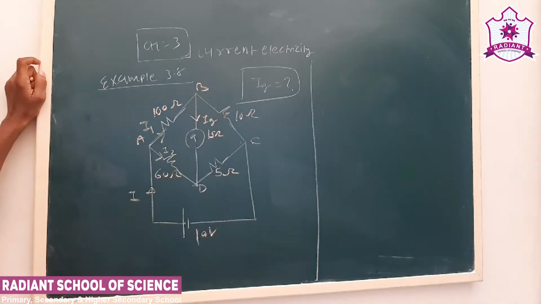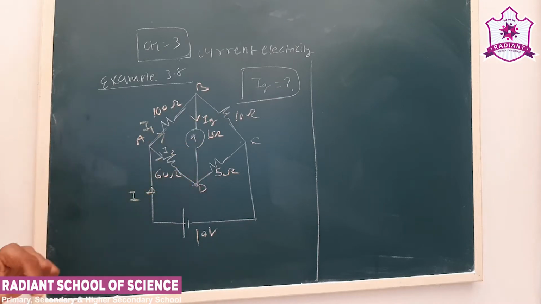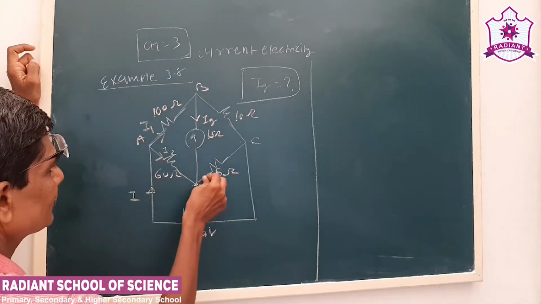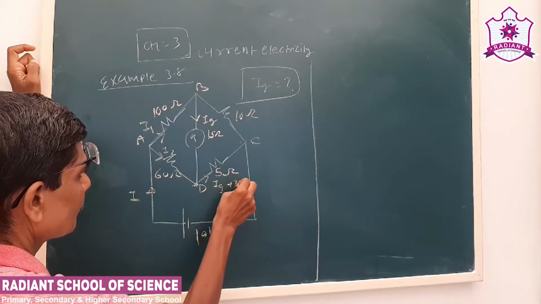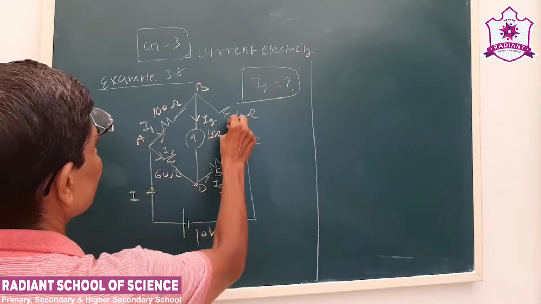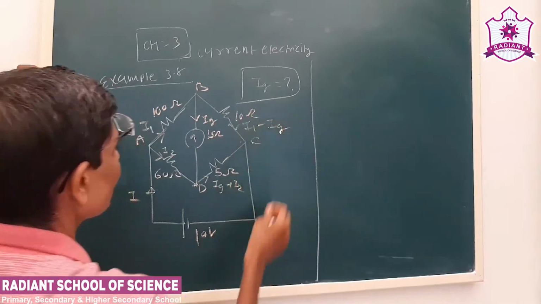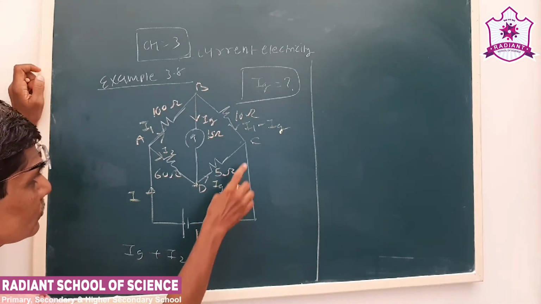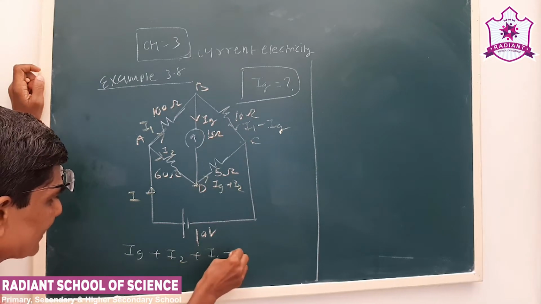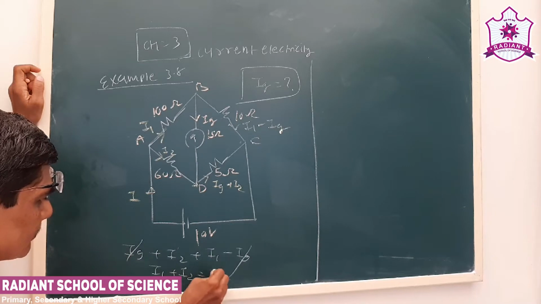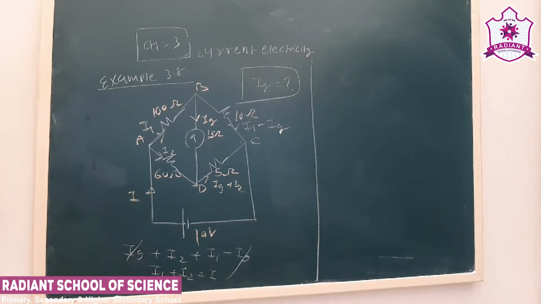Now the current in the galvanometer is Ig, which has a resistance of 15 ohm. So what is at point D? The current will be Ig plus I2. In the BC part the current will be I1 minus Ig. Now at C, Ig plus I2 plus I1 minus Ig is I1 plus I2, that is I. That is the total current. This is how the current division will take place.